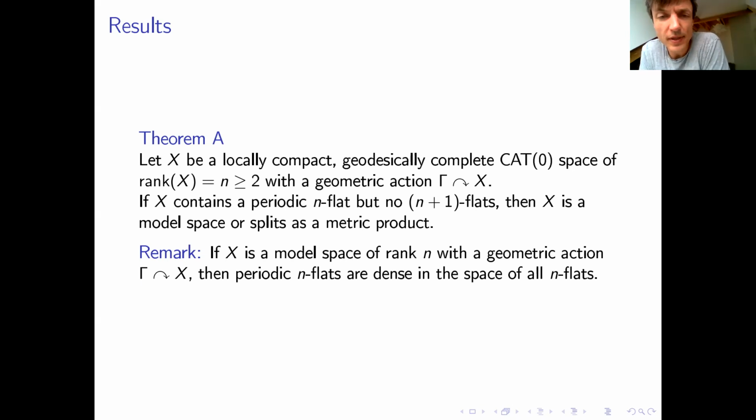Actually, the formulation here would be fine to just say that the dimension of the Tits boundary should be n-1. That implies that there are no n+1 flats. But then you could just ask that there is Z^n in the isometry group. That would be good enough. Okay, got it. Yeah, thank you.